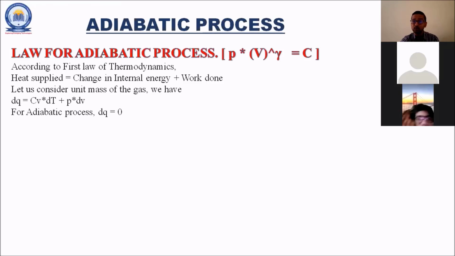So now friends, according to the definition of the adiabatic process, we have already understood that there is no heat interaction. So the term dq is equal to 0. Substituting this in the above equation, finally we are getting Cv dT plus P into dV is equal to 0. Let us mark this as equation number 1.